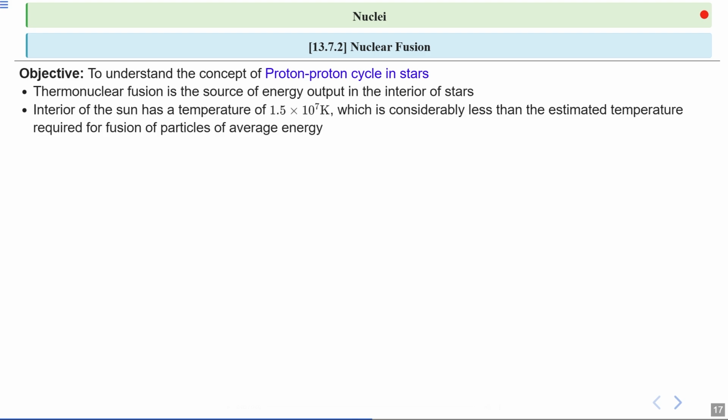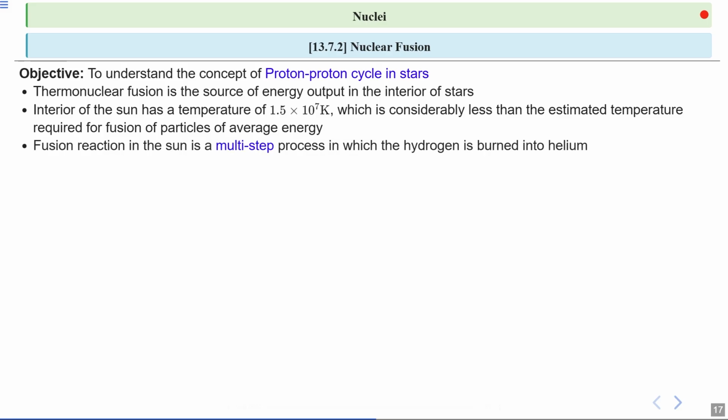The interior of the sun has a temperature of 1.5 times 10 to the power 7 Kelvin, which is considerably less than the estimated temperature required for fusion of particles of average energy. Next, let's see how fusion happens in the sun. It's not a single step reaction but a multiple step process. In this process, hydrogen nuclei are gradually converted into helium nuclei. Each step releases energy, and together these steps make up what we call the proton-proton cycle.